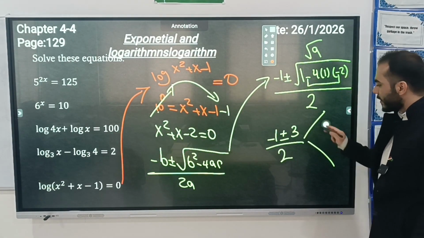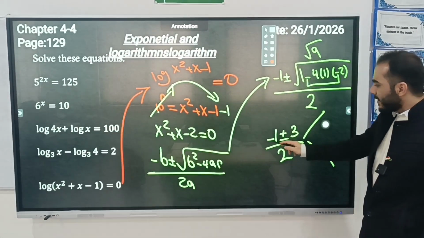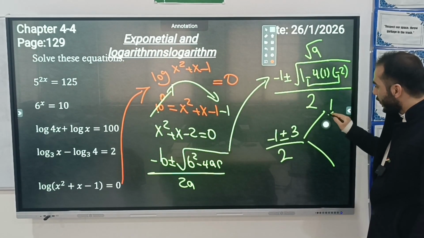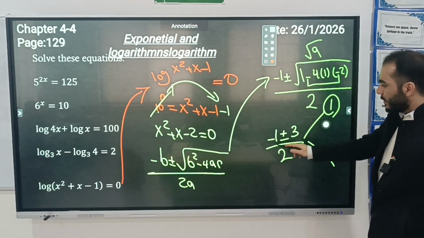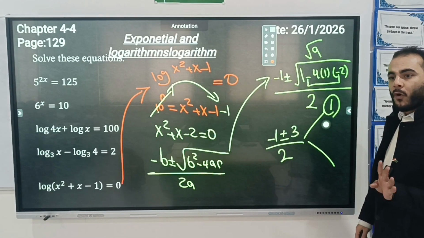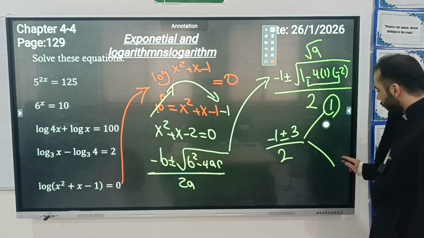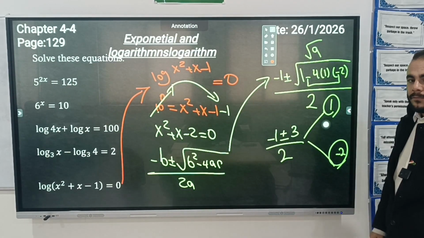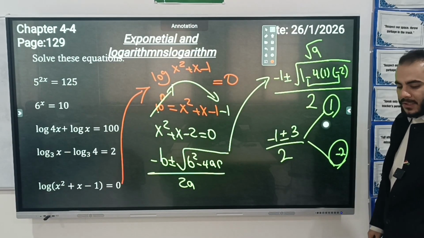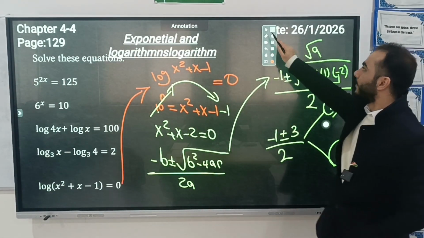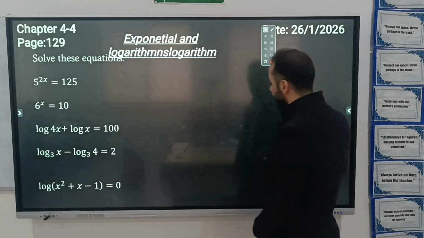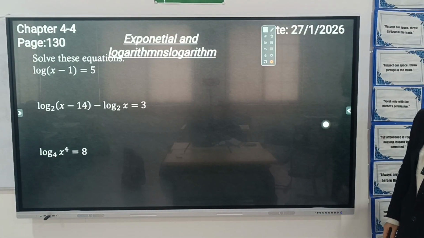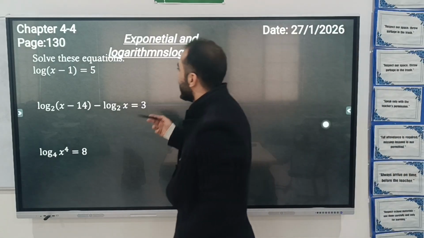One time go with the positive, one time go with the negative. Negative 1 plus 3, 2. Divided by 2, that is one result. Negative 1 with negative 3, negative 4. Divided by 2, negative 2. That is the second result. And I hope that this is clear, inshallah. Next slide, again, we have got a bunch of questions that there is a different story about each one of them, but still it's easy.